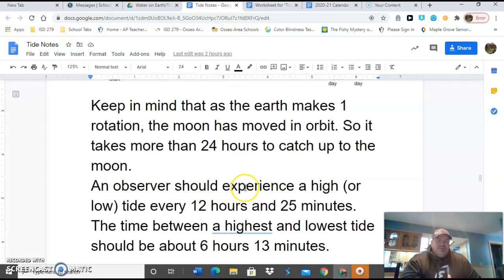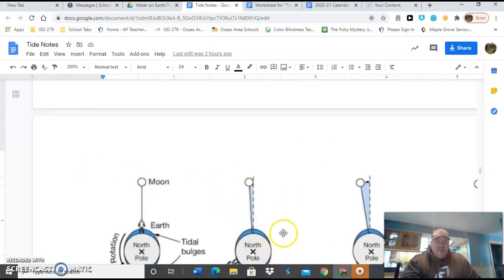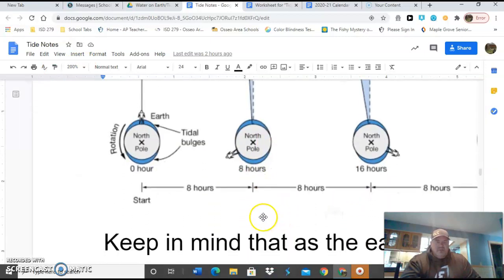An observer then should experience a high tide or low tide every 12 hours and 25 minutes. So let's think about that. High tide every 12 hours and 25 minutes. So if I zoom back in here a little bit, if this person is at high tide right here, about 12 hours later, they're going to be on the opposite side of the tidal bulge, but the moon has moved. So they have to wait 25 minutes longer to be perfectly in the middle of that next high tide. So 12 hours and 25 minutes later, they've got another high tide.